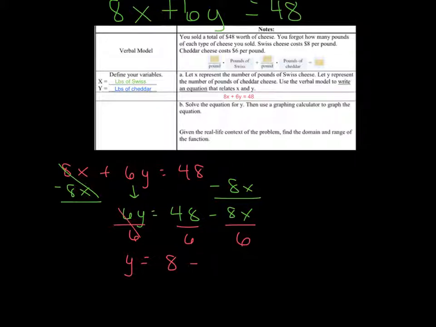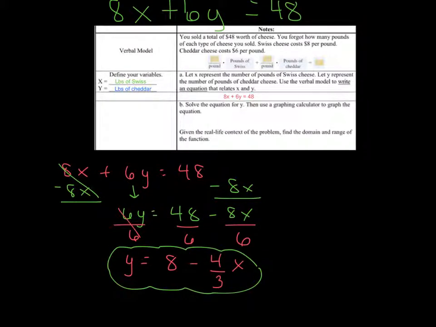So when you see that, I told you to press Math, Enter, Enter, and it will change that decimal back into a fraction. So the reduced version would be 4/3 x. And now you have solved the equation for y.